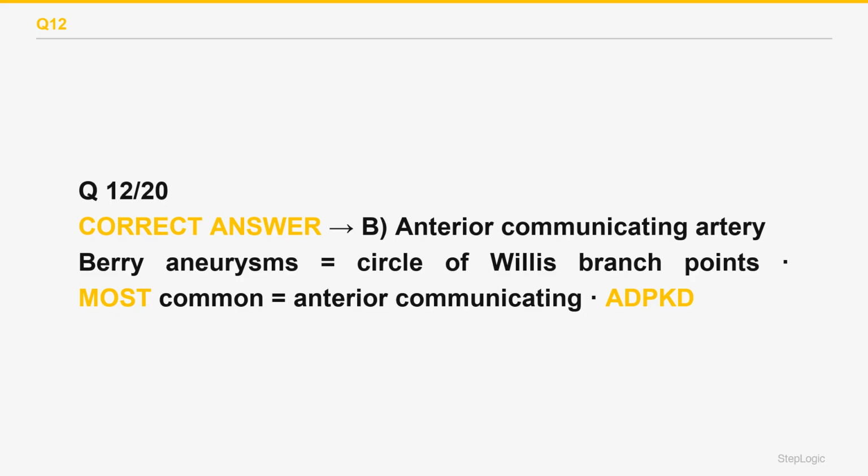Know the localizing complications. An anterior communicating artery aneurysm can compress the optic chiasm, causing visual field defects, while a posterior communicating artery aneurysm classically causes a CN3 palsy, down and out eye, dilated pupil. The triad of a thunderclap headache, subarachnoid blood, and ADPKD points to a ruptured berry aneurysm, most often at the anterior communicating artery.